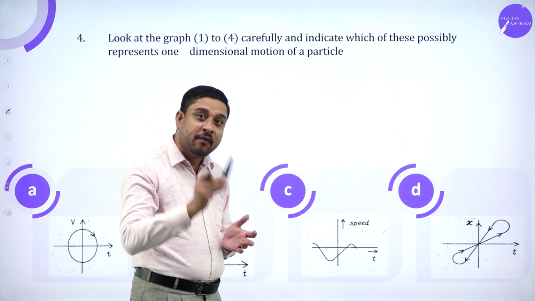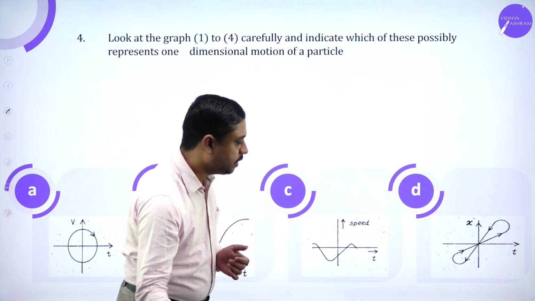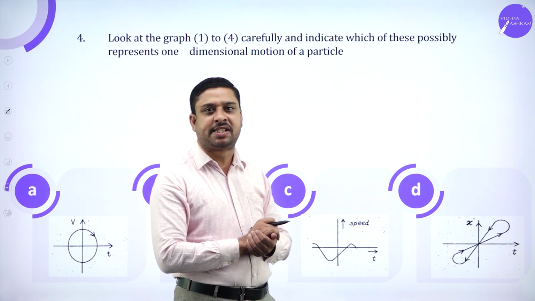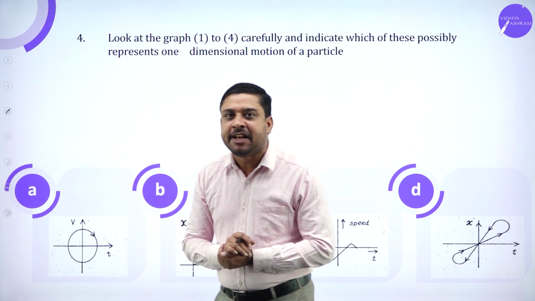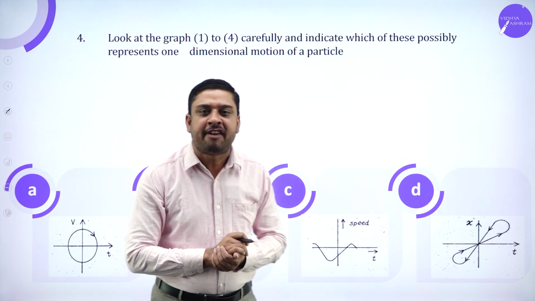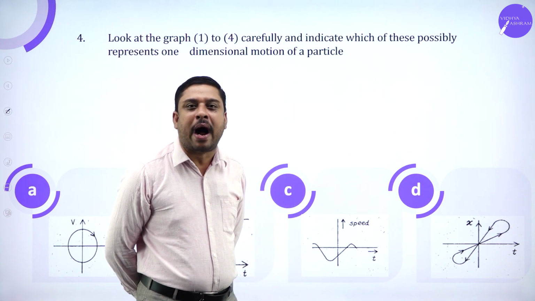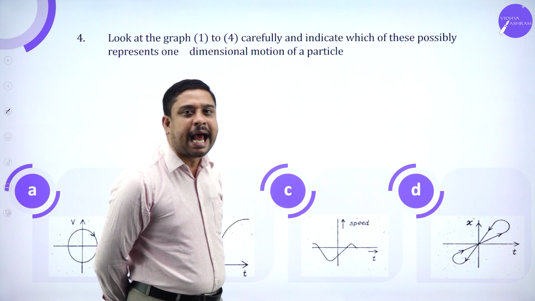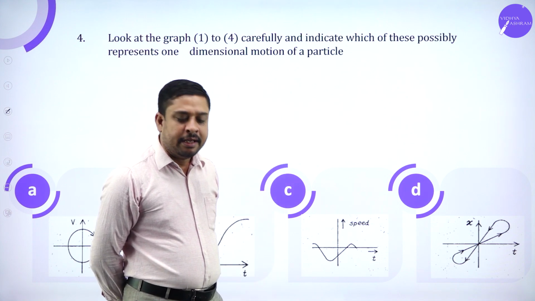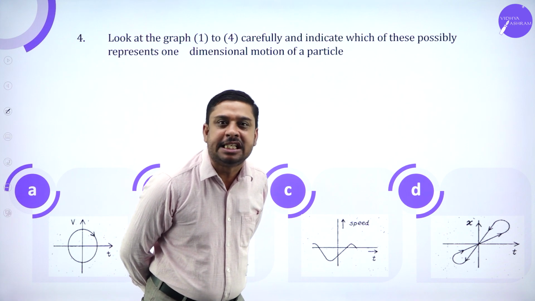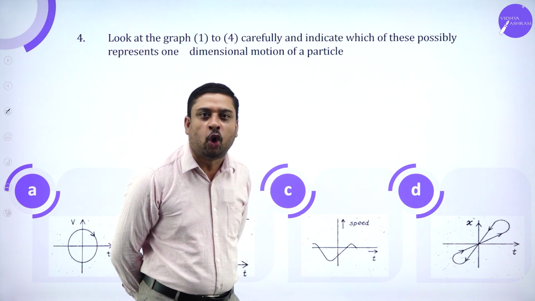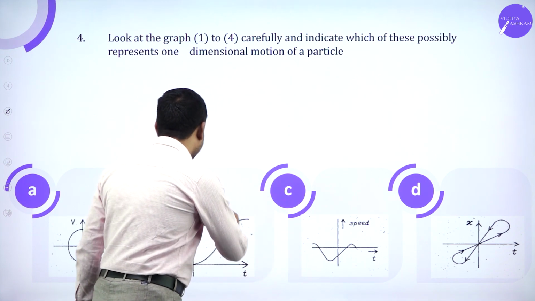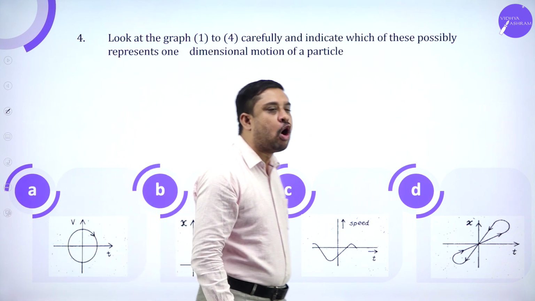Fourth one, very interesting. You have to analyze the following graphs and identify which graph indicates one-dimensional motion. Four graphs are given. You have to analyze those graphs and say which one is one-dimensional motion. So I say B is the correct option here.